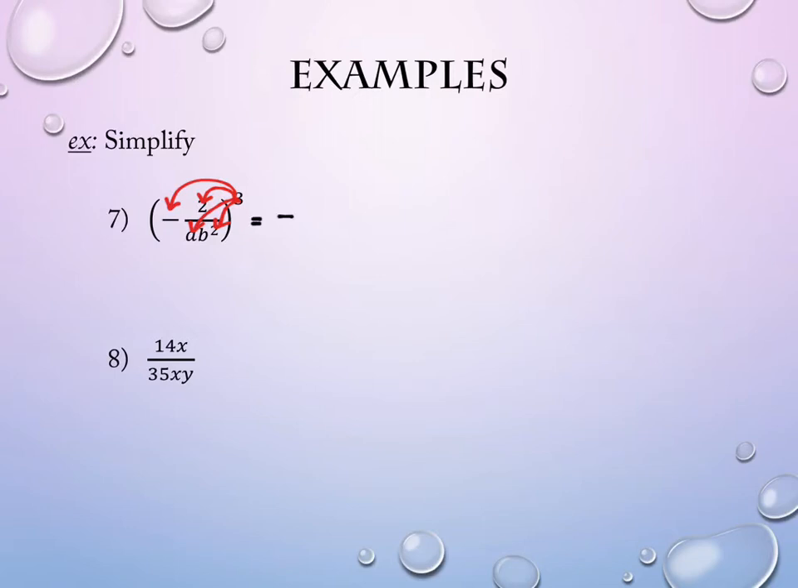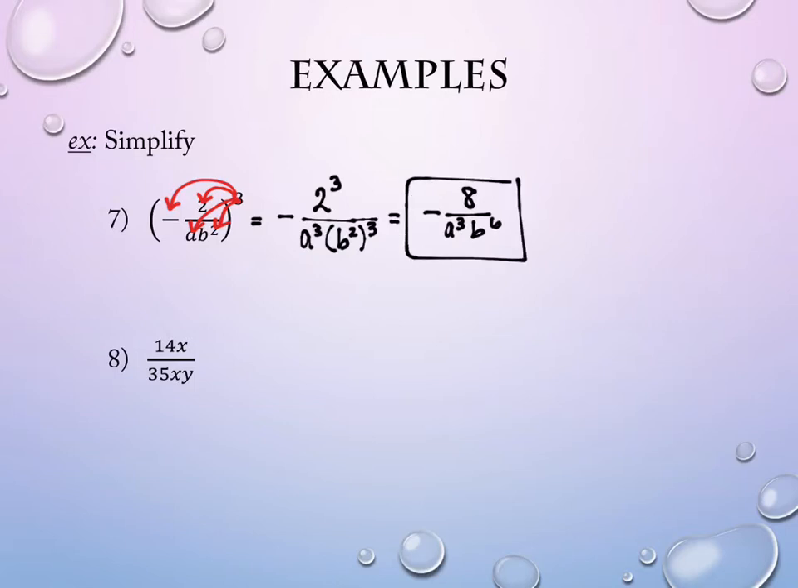That's a negative. I have 2 cubed. And then I have a cubed. And again, you don't necessarily have to write it this way, but if it's helpful to you to keep track of it this way, it's b squared cubed. So, what is 2 cubed? 8. I have a cubed, and then I have b squared cubed. B to the 6th, right? Okay, is that good?